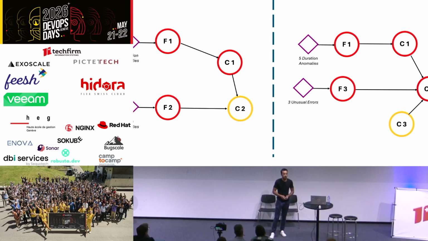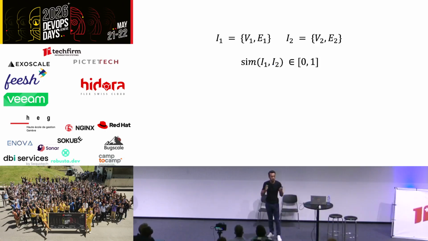So basically, the point is, let's find a similarity function between 2 graphs. Each issue is basically a set of vertices and edges, and let's find a function that is always between 0 and 1.